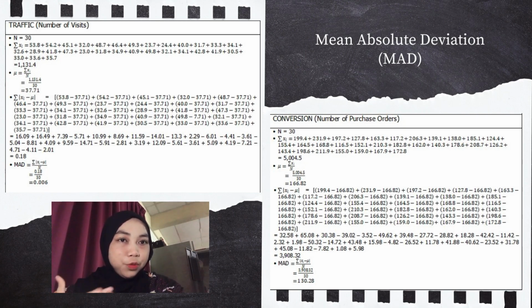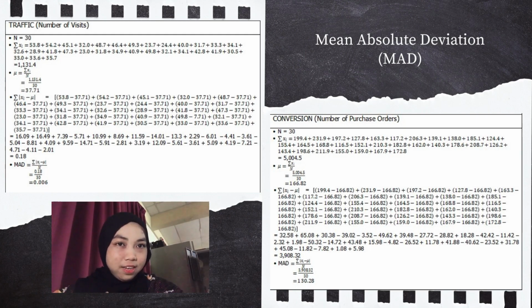By comparing the two metrics, we can see that the number of purchase orders has a higher sum, mean, and MAD compared to the number of visits. This indicates that the purchase data has a higher total, higher average, and a higher variability compared to the visit data.